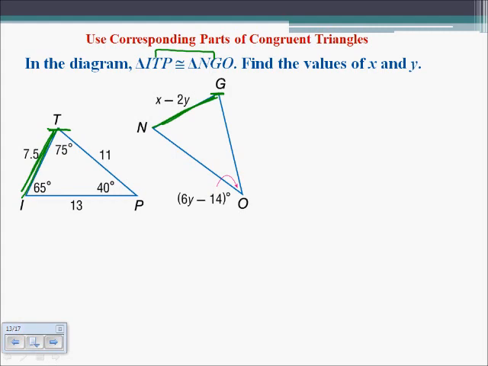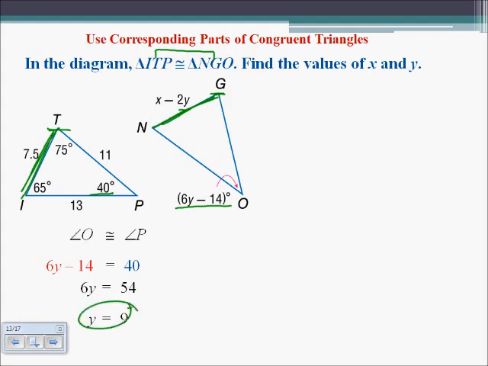And we don't have two variables there, so we need to find the y value first, and O and P are in the same spot, so therefore 6y minus 14 and 40 are equal to each other, and I can solve for y first. Once I have that y, I can plug it back in and solve for the x value. Well, let's do that. We have O and P congruent, 6y minus 14 equal to 40, add 14, 6y is equal to 54, and y is equal to 9.